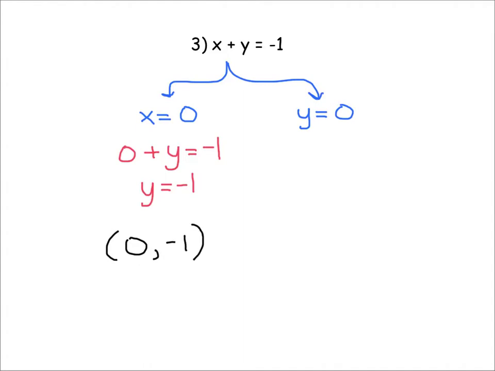Then I plug in 0 for y, so I have x plus 0 is equal to negative 1. So x is equal to negative 1. And I've found my ordered pair. X is negative 1 and y is 0.